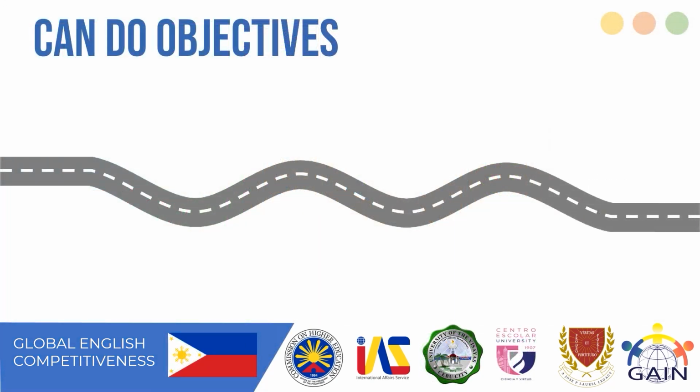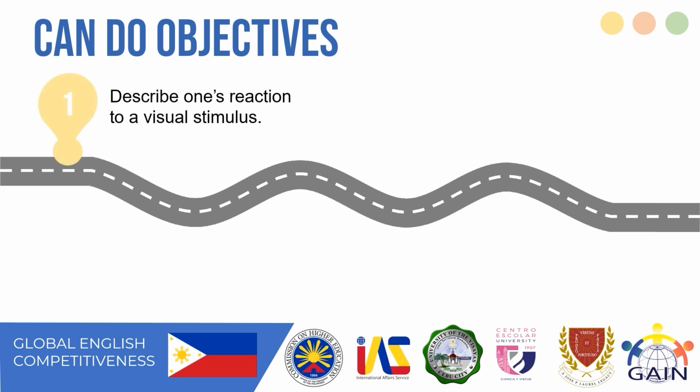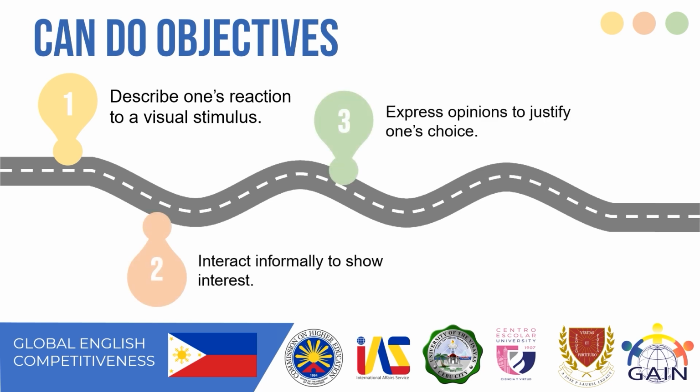To recap, we have four can-do objectives in this unit. First, to describe one's reaction to a visual stimulus. Second, to interact informally to show interest. Third, to express opinions to justify one's choice. And fourth, to critique an art form.